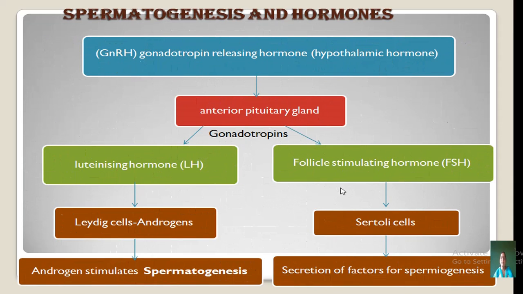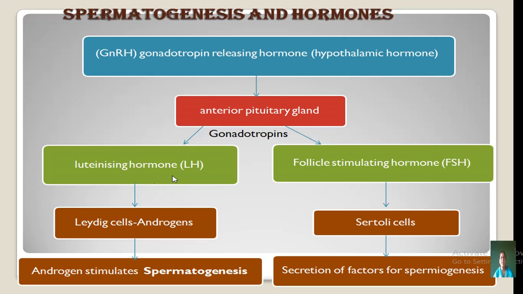Now this is the diagrammatic view. Here you can see the hypothalamus, which secretes GnRH. It stimulates the anterior pituitary gland, which produces gonadotropins. Gonadotropins means LH and FSH. These two are known as gonadotropins because they act on the gonads. The gonad is the testis in the case of male.